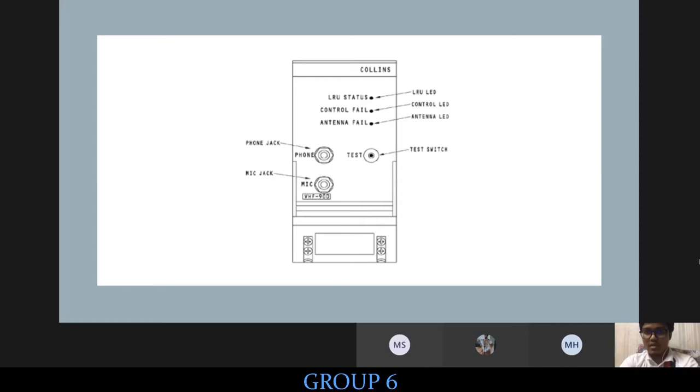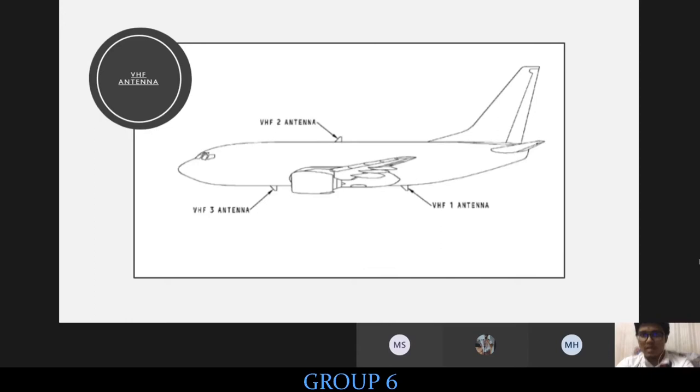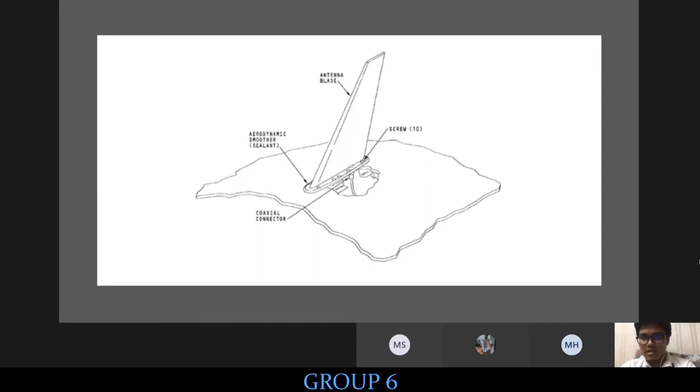Next, the VHF antenna: VHF 2 antenna, VHF 1 antenna, and VHF 3 antenna. This is simple. Next, there is a detail. There are the screw, coaxial connection, aerodynamic smoother, sealant, and antenna blade. That is the detail of the VHF antenna.